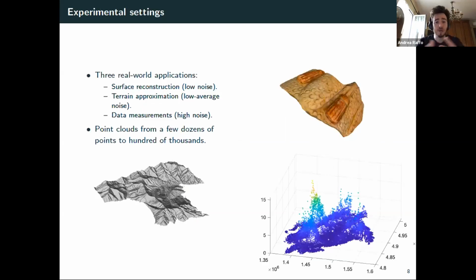We have performed an initial comparative analysis by considering 3 real-world applications: surface reconstruction, terrain approximation, and data measurements. We consider point clouds of different sizes because we are interested in checking how the method works. We want to check both the situation in which we have plenty of data, but also real conditions of sparsity. And in this case, keep in mind that a tensor product mesh, which contains only one element, is basically polynomial approximation. So it's still a case of interest.